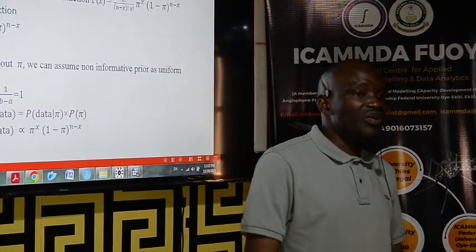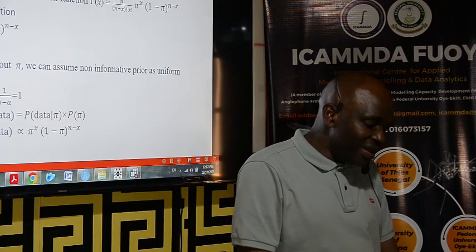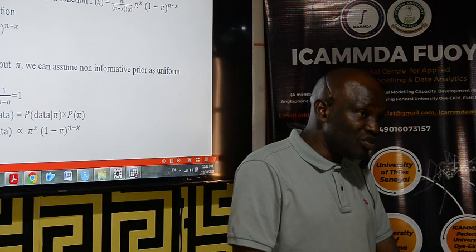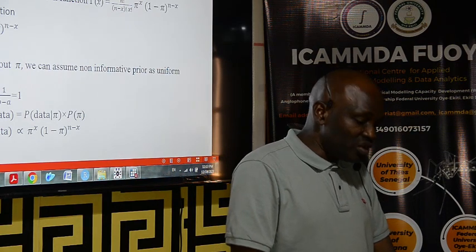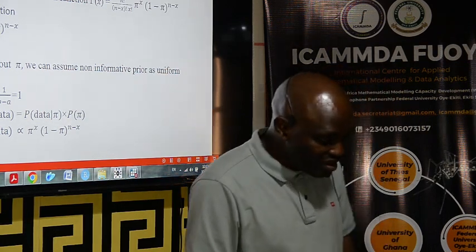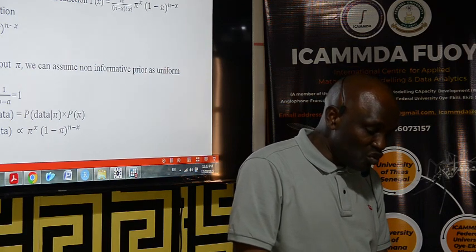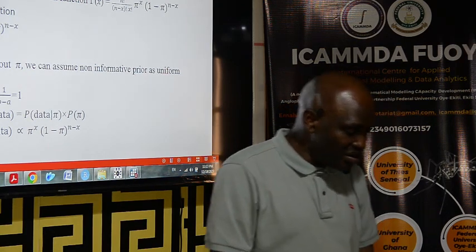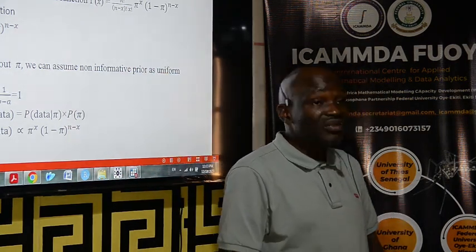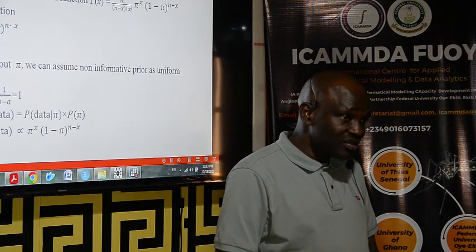When you have a proportion, you can take it as a binomial distribution. And the density function for the binomial distribution is n factorial over n minus x factorial, multiplied by x factorial, then pi raised to power x, 1 minus pi raised to power n minus x. That is our likelihood function, probability of data given our parameter. That is it, is it not?